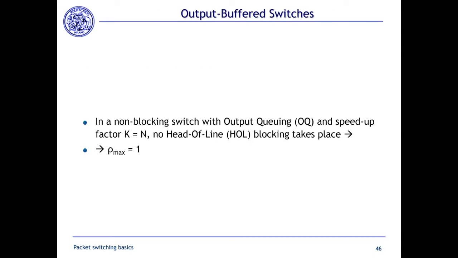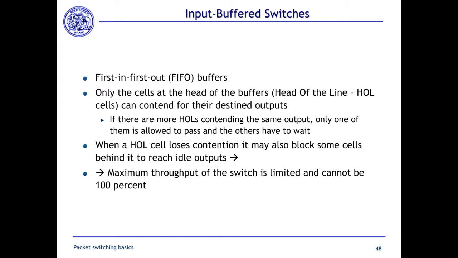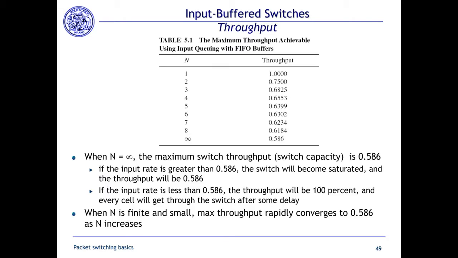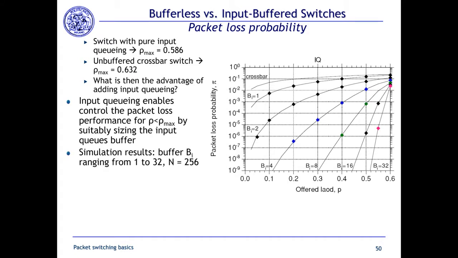We say that the implementation with output buffer is able to reach the throughput equal to 1. Implementation with input buffers instead is not able to reach throughput equal to 1. And when the size of the switch tends to infinity, the maximum is 0.586, which is less than what is reachable without buffers. So what is the advantage of having the buffers?